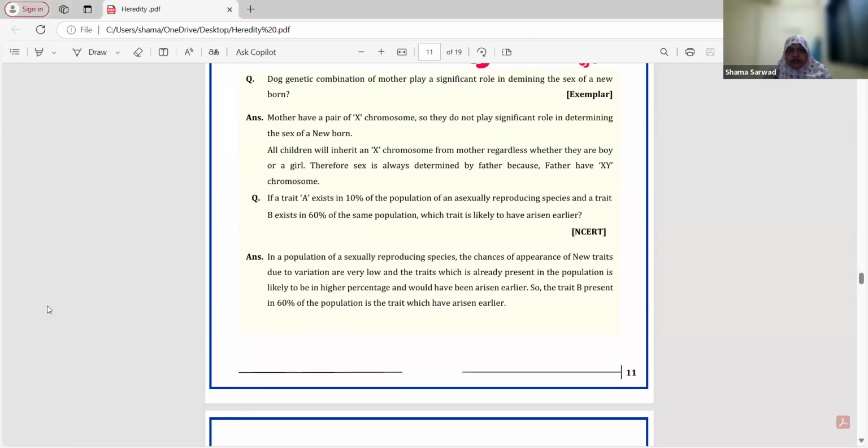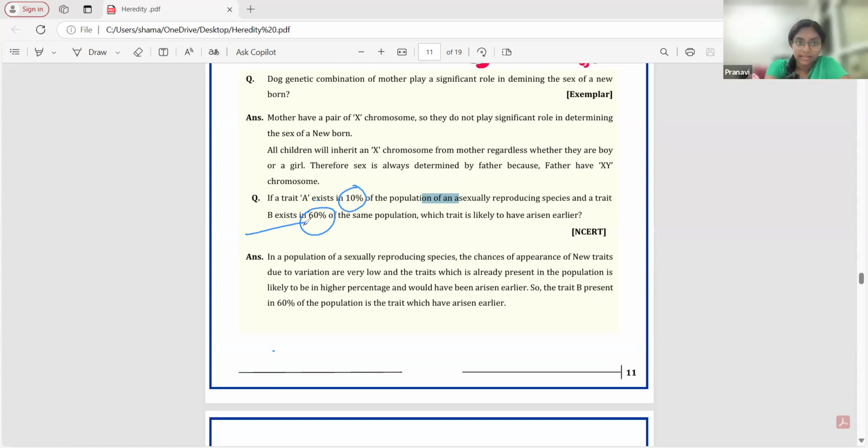If a trait A exists in 10% of the population of an asexually reproducing species, and a trait B exists in 60% of the same population, which trait is likely to have arisen earlier? A, right? No, it's B. Here they said A exists in 10% and B exists in 60%, so obviously B arose earlier. In a population of sexually reproducing species, chances of appearance of a new trait due to variation are very low. The trait which is already present in the population at a higher percentage would have arisen earlier.